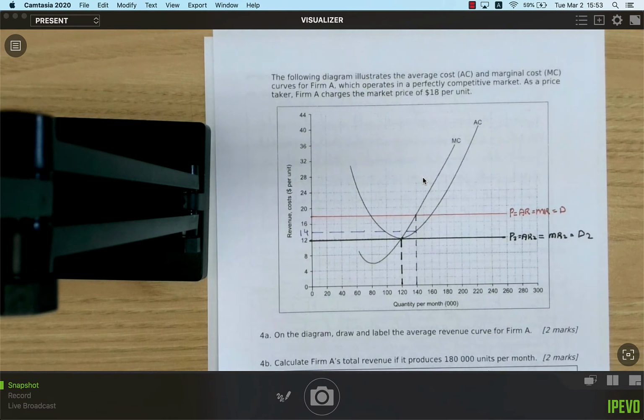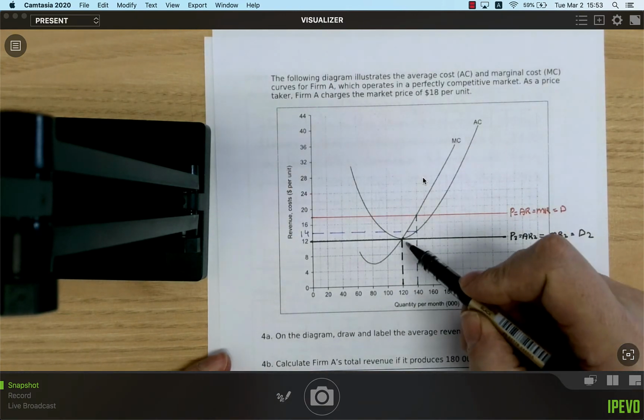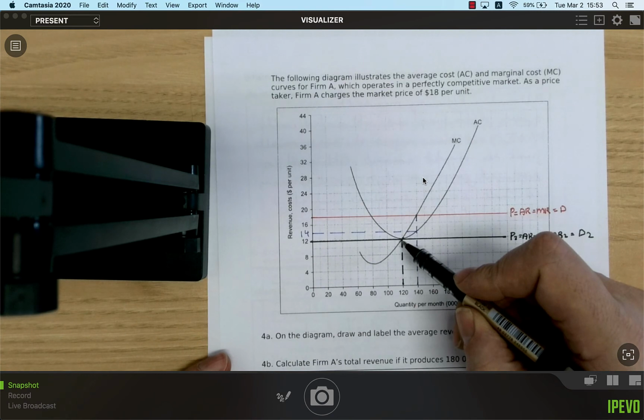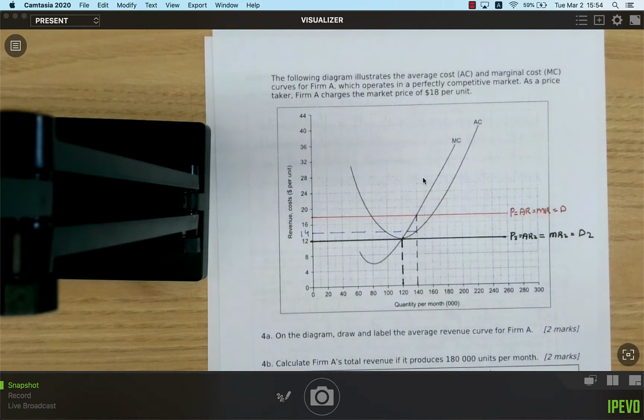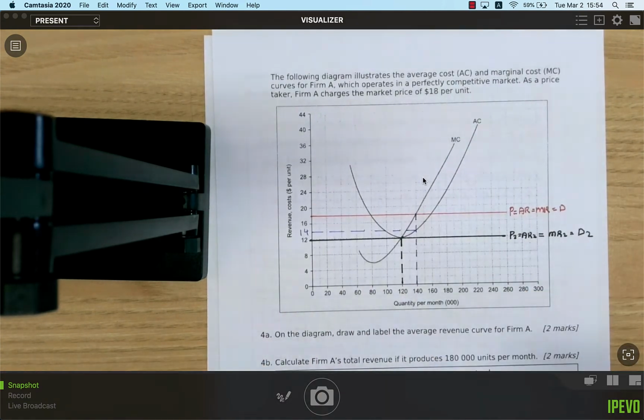Now, is this productively efficient? Are they producing at the minimum point of the average cost curve? And the answer is yes, because it's where MC crosses AC. So that's productively efficient. So they're producing each good at the lowest possible cost using the least possible scarce resources that they could. Obviously it'd be better if the average cost curve was down there and they were producing there, but given their constraints, they're producing as well as they can.